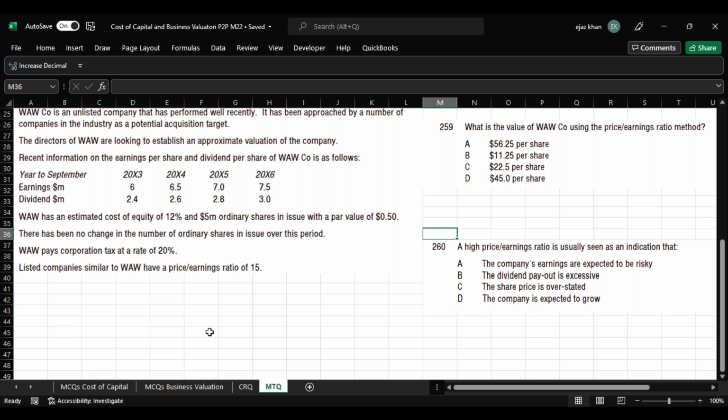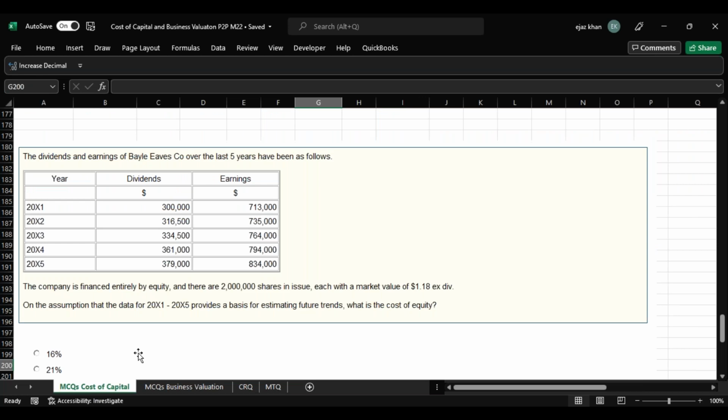So let's take a break, and within the break, if you want to solve these MCQs of cost of capital, you may. This break is going to be for 15 minutes this time. So it's 9:52 at my end. I don't know what time it is at your end. So right after 15 minutes, we will be back.